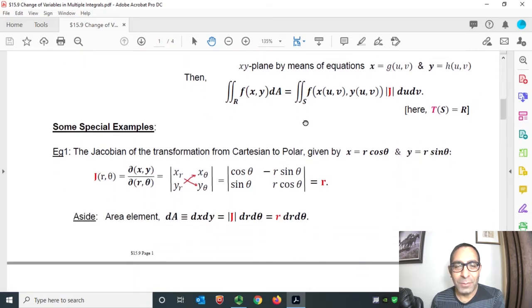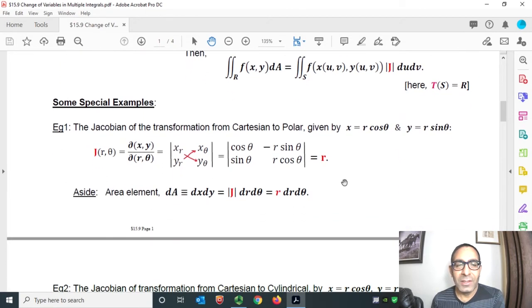Some special examples. Let's find the Jacobian of the transformation from Cartesian coordinates to polar coordinates. So we define the transformation by putting x equals r cosine theta and y equals r sine theta in polar form. Let's compute the Jacobian of this transformation. So the Jacobian equals the ratio of these partial derivatives.